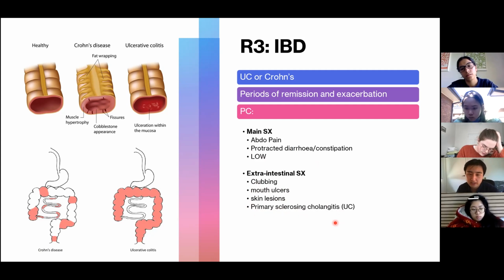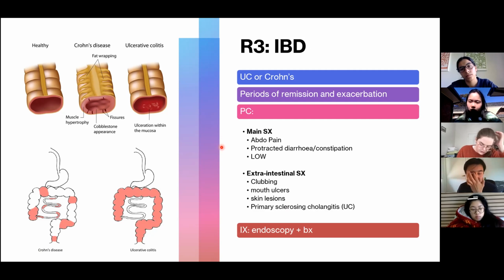What I mean by protracted is essentially persistent or chronic, so not acute diarrhea. Usually when you see patients with IBD, they have quite a few months of diarrhea. That's what I mean by protracted. And to investigate, you do an endoscopy and a biopsy.